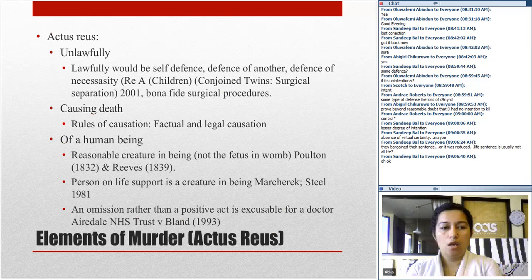All right. Moving on, still talking about accessories. Unlawfully, these are the elements of the accessories. Lawfully would be, like I said, self-defense, defense of another, and defense of necessity, which is under the case of Re A (Children) (Conjoined Twins: Surgical Separation) 2001.